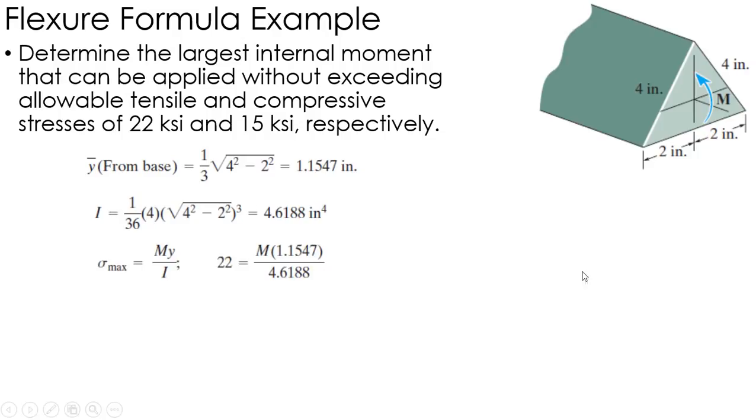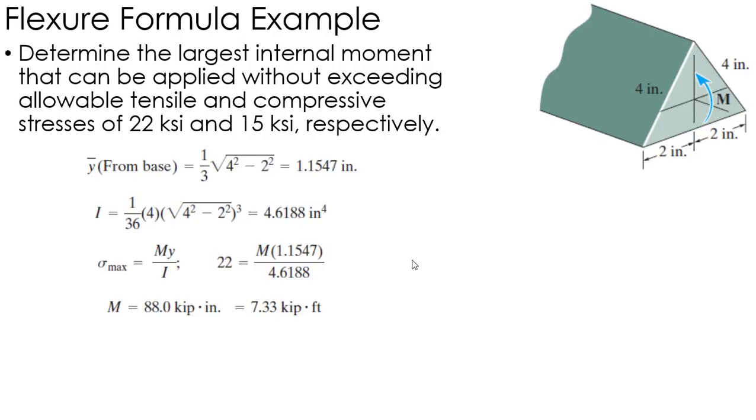Okay, so now I'm going to look at the tensile load, and tension is occurring on the bottom of this. The bottom is stretching, the top is compressing. So on the base of my beam here, I can't exceed 22 in tension, so I take the moment that I'm looking for times the distance from the neutral axis to the base, which again is 1.15, divided by the area moment of inertia, and I find that the moment that I don't want to exceed will be 7.33 kip feet.